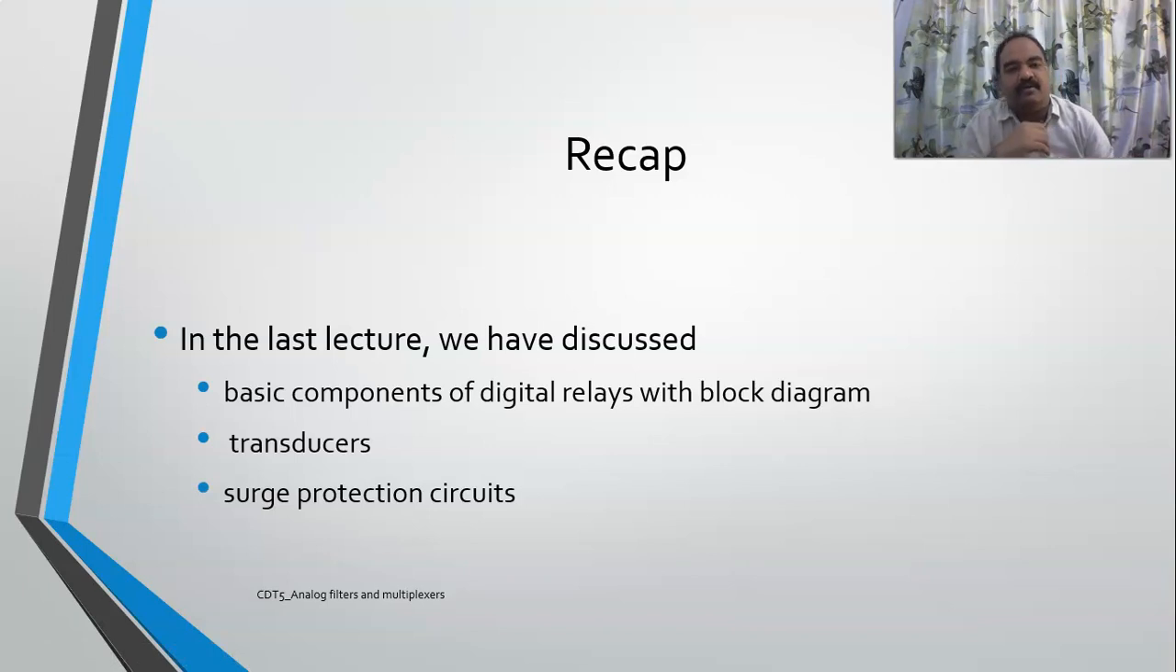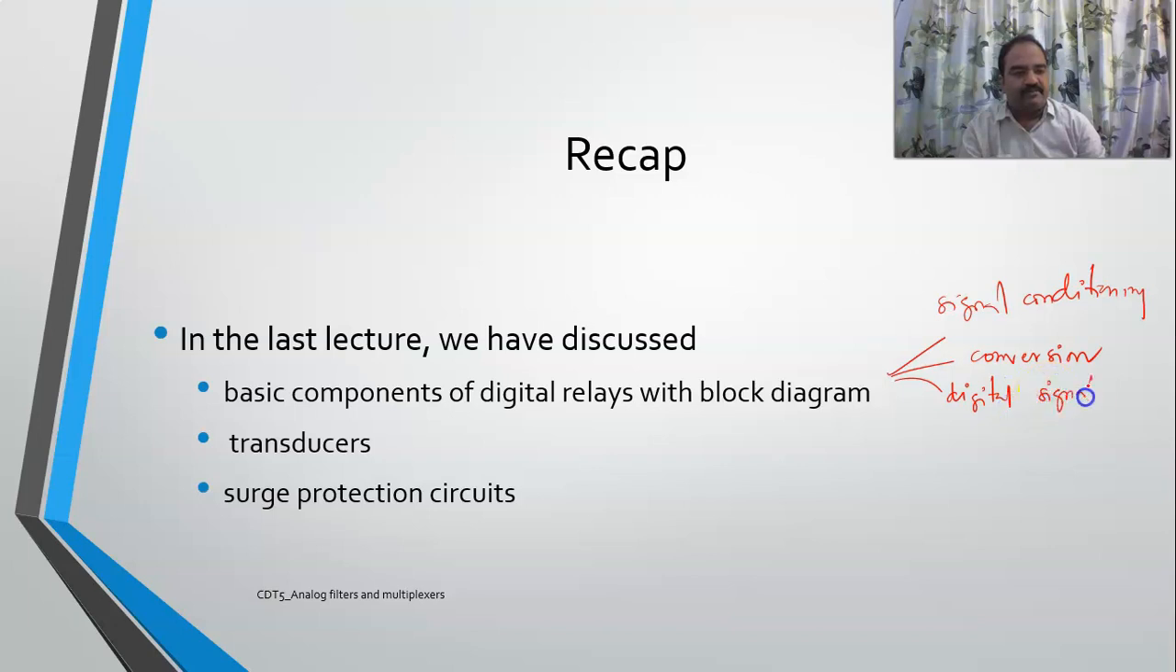We have seen the block diagram and we have observed that there are three important subsystems in a digital relay. The first one is the signal conditioning system, and next is the conversion subsystem, where the analog signal is converted into its digital form, and finally the digital signal processing subsystem, wherein the digital data is processed for further analysis.